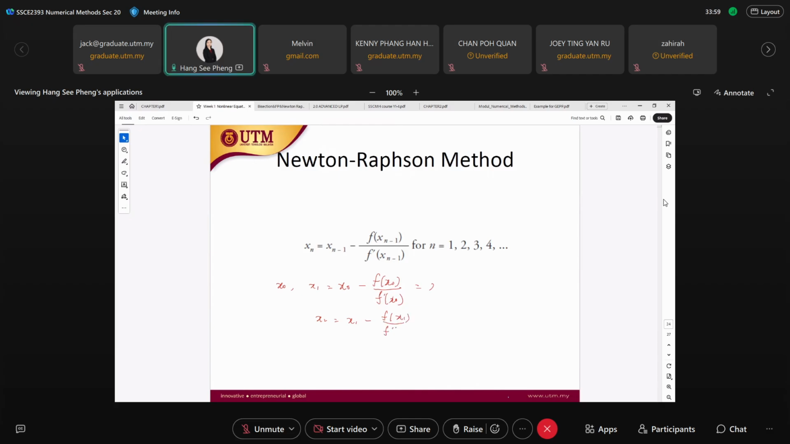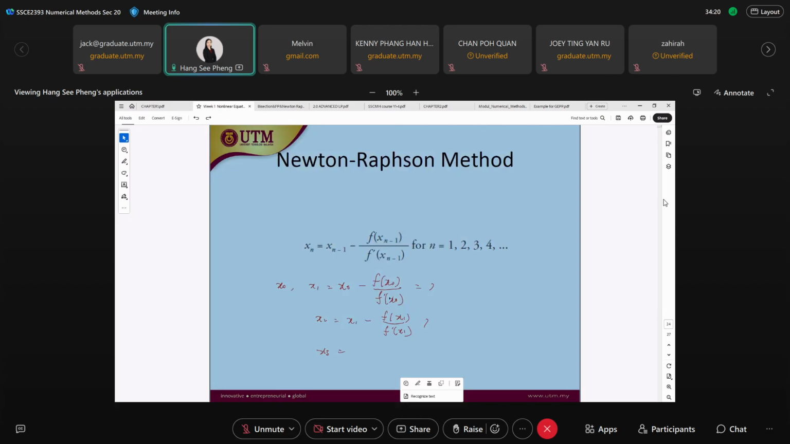Divided by f prime x1. To find x3, after you got this answer, it will be the input for x3. So this is similar to our fixed point method. But in the fixed point method, we use a 3x. This one, we use a formula. So if you want to perform it manually, this is the way you do it.